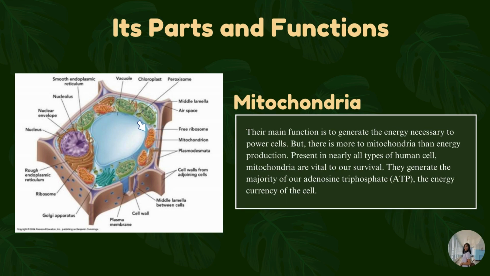So another part of plant cell is mitochondria. Their main function is to generate the energy necessary to power cells. But there is more to mitochondria than energy production. Present in nearly all types of human cell, mitochondria are vital to our survival. They generate the majority of our adenosine triphosphate or ATP, the energy currency of the cell.